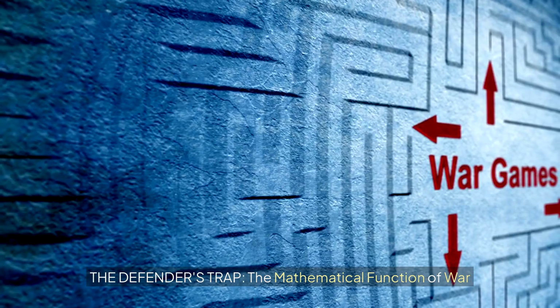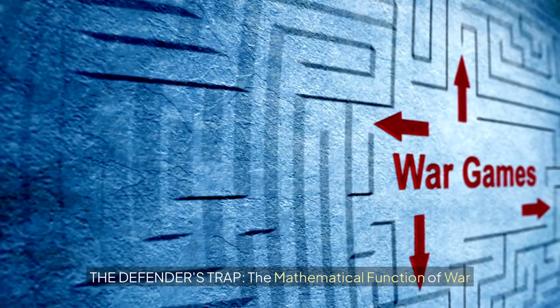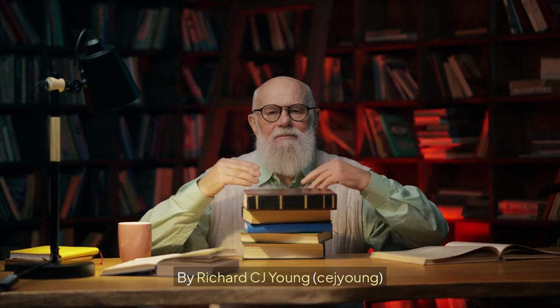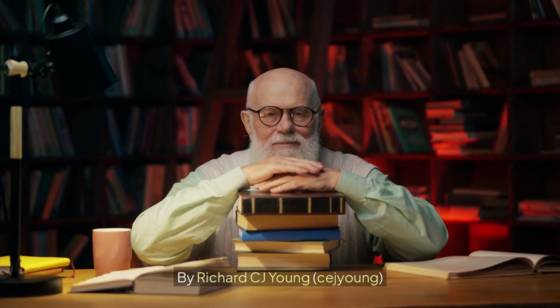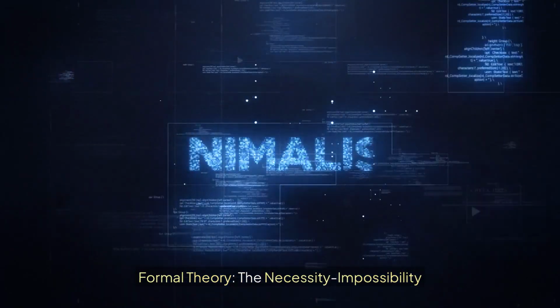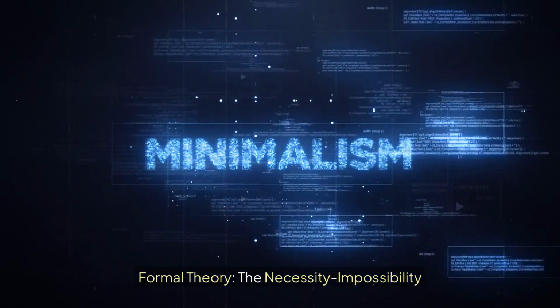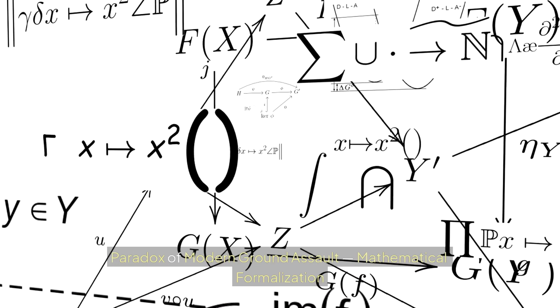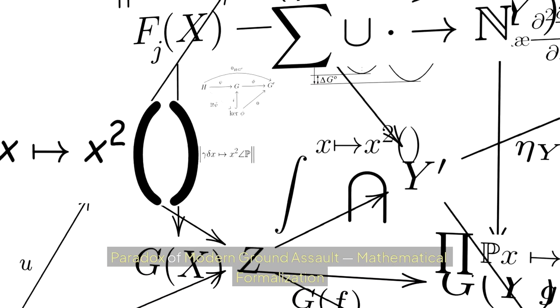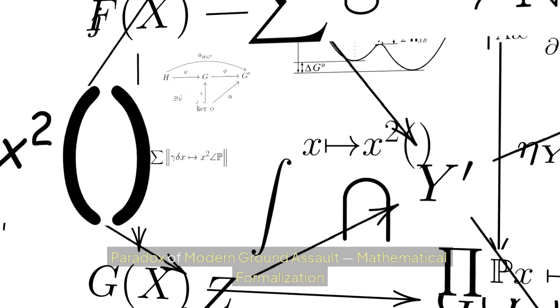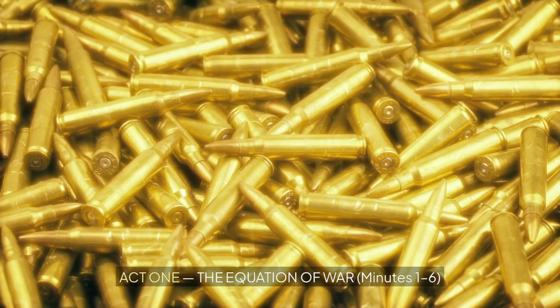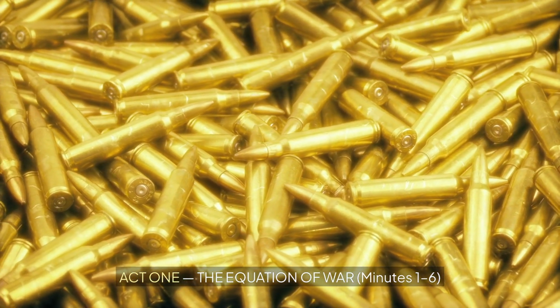The Defender's Trap, The Mathematical Function of War by Richard C.J. Young. C.J. Young. Formal Theory. The Necessity-Impossibility Paradox of Modern Ground Assault. Mathematical Formalization. Act 1. The Equation of War.